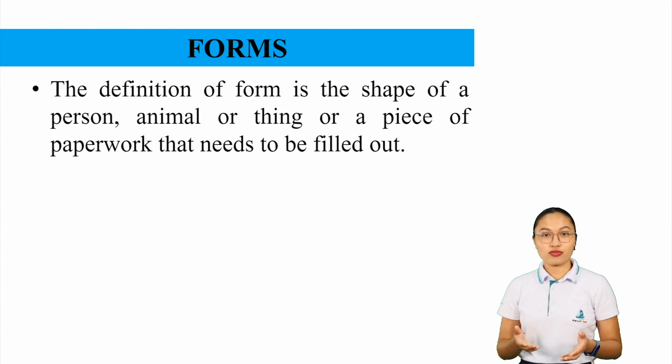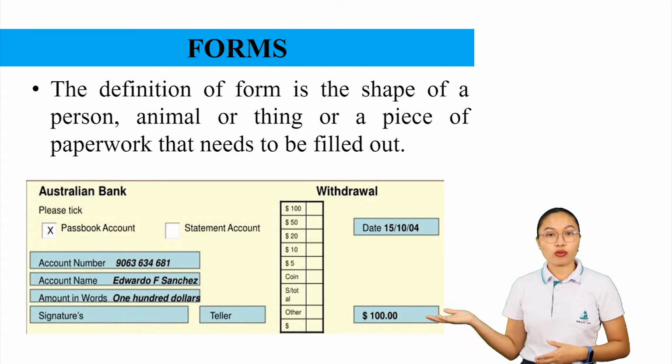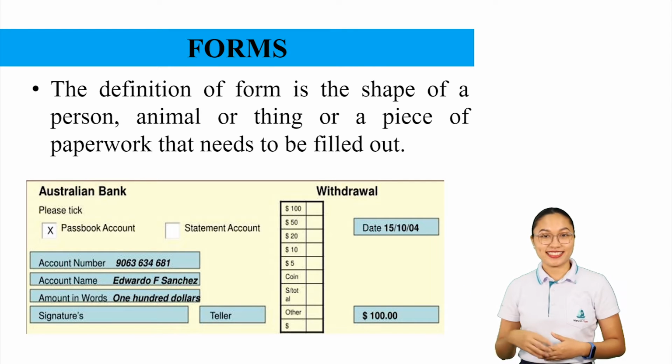The definition of form is the shape of a person, animal, or thing, or a piece of paperwork that needs to be filled out. It could be a document, printed or electronic, with spaces in which to write or enter data. In this episode, we will talk about a piece of paperwork that was filled out. For example, a bank withdrawal form as shown in the picture.